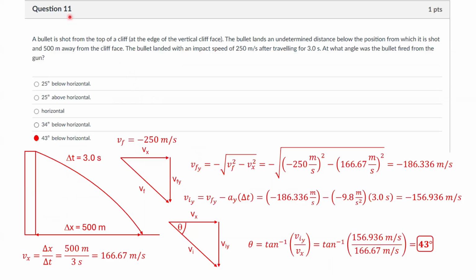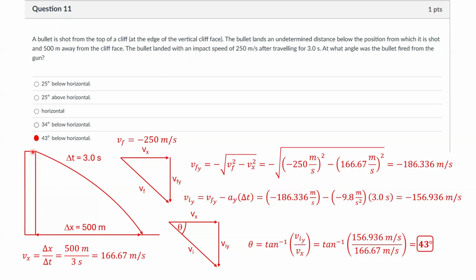Question 11. So where are we now? We're still dealing with chapter. No, we're in problem solving. So that last one was the first of the problem solving questions, I guess. A bullet is shot from the top of a cliff. So this is the first one that really involves a significant amount of math to get a correct answer.